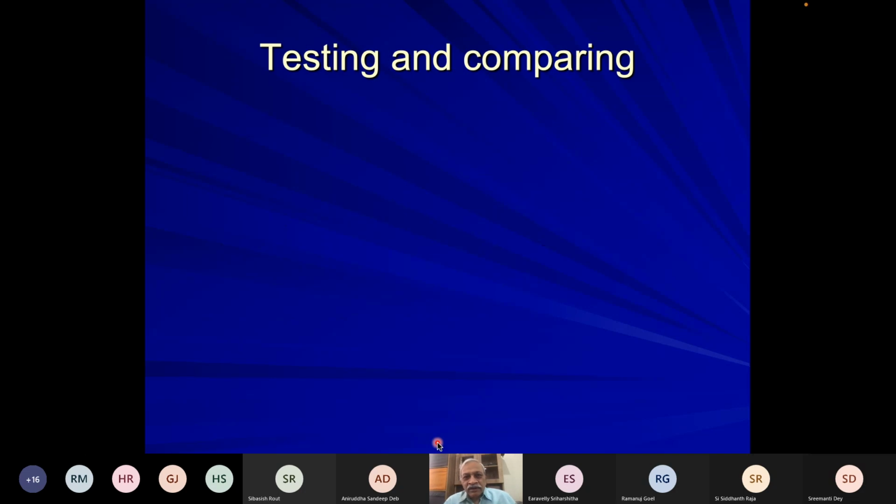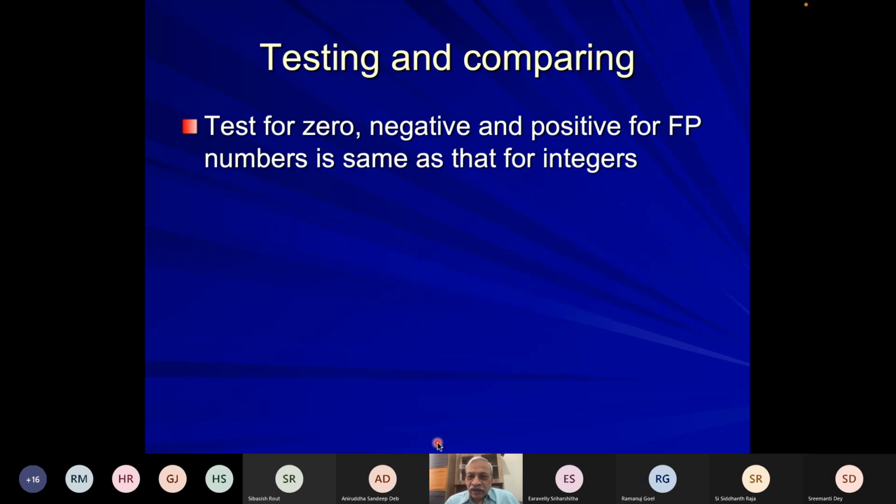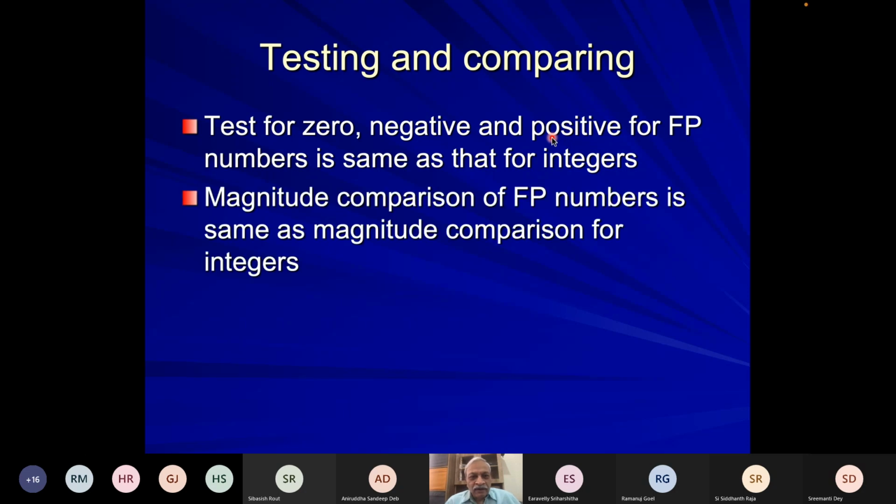How do you compare and test these floating point numbers? Testing for 0, negative, and positive for a floating point number is exactly the same as for integers, because 0 has the same representation, and positive or negative is indicated by the sign bit, which is in the same position as in integers. Magnitude comparison, or I should say unsigned comparison, of FP numbers is the same as unsigned comparison of integers.